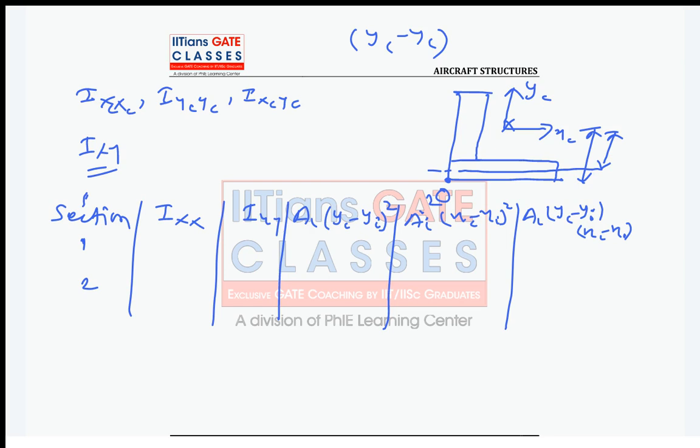Yes, because these individual sections 1 and 2 are symmetric sections, right? Clear, Pranita? Individual sections are symmetric. Yes, Rishika. That's why Ixy is 0. But if you take the whole L section, it is not symmetric, because here we will see a non-zero quantity.